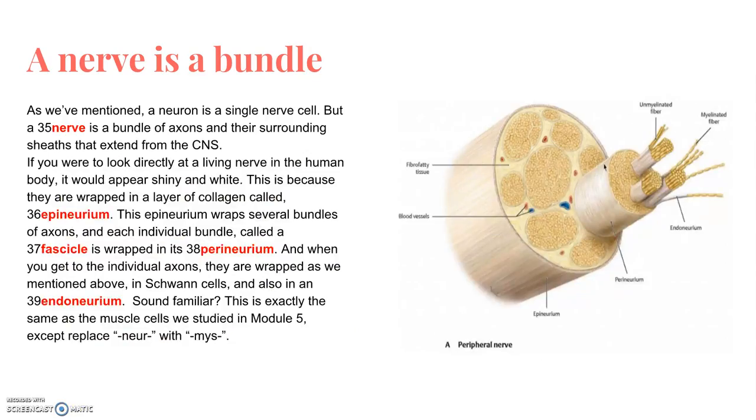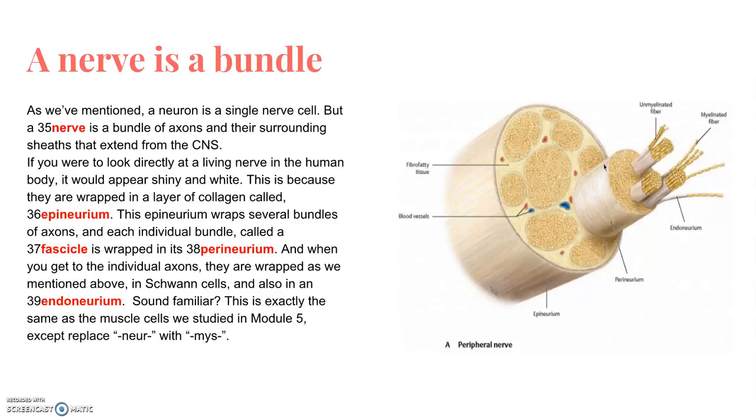As we mentioned, a neuron is just a single nerve cell, but a nerve is a bundle of axons and their surrounding sheaths that extend from the central nervous system. If you were to look directly at a living nerve in a human body, and if we get to go back to the cadaver lab, we'll get to see them, they're going to appear shiny and white. This is because they're wrapped in a layer of collagen, and that collagen layer is called the epineurium. That's this outside covering around a single nerve, and a nerve, remember, is a bundle of axons.